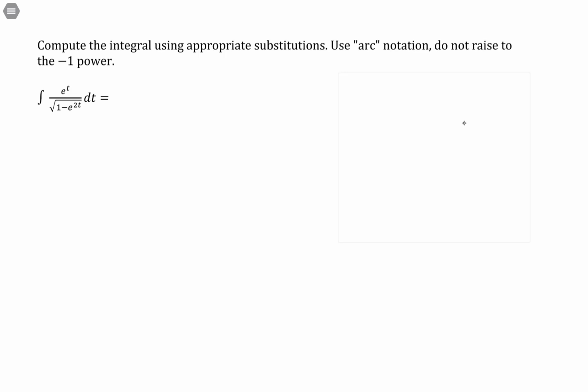Compute the integral using appropriate substitutions. Use arc notation, do not raise to the negative 1 power. So here we have the integral of e to the t over the square root of 1 minus e to the 2t dt.